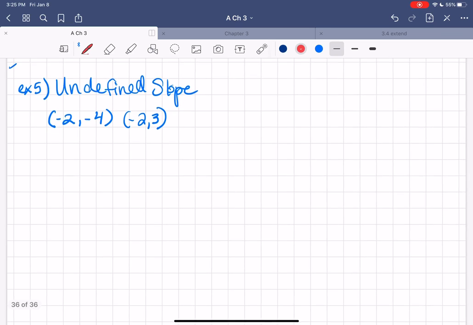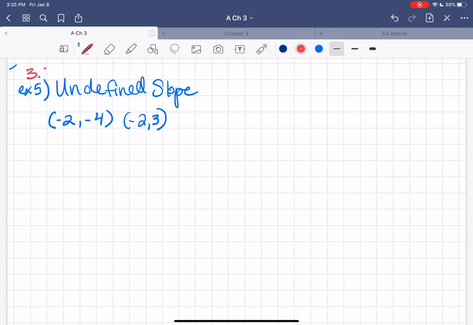This is, just to clarify, for 3.3, we're talking about rate of change and slope. And we're going to talk about undefined slope, specifically in this example.